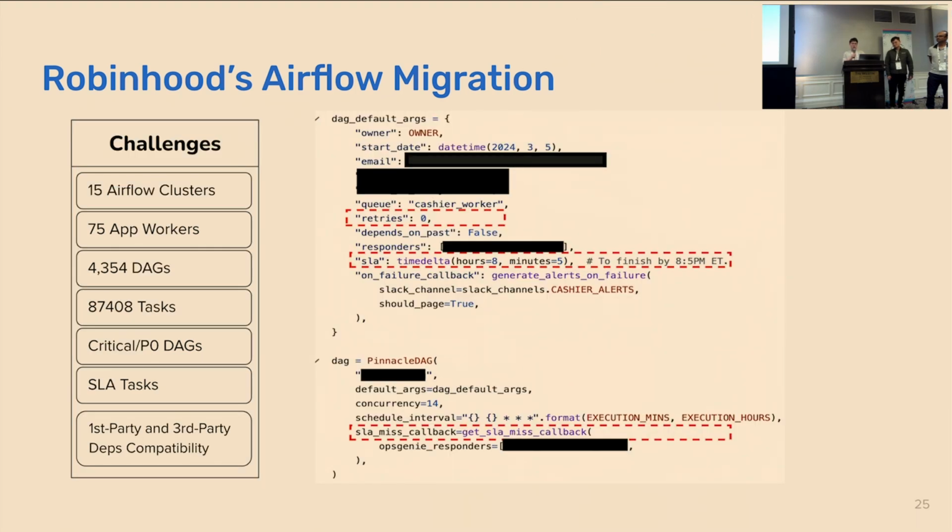Additionally, each cluster contains critical and high-impact tags that require careful handling. These tags cannot tolerate duplicate runs and also have a strict SLA to meet. So it's important for us to guarantee these tags run consistently and reliably during migration. Moreover, we need to solve potential compatibility issues within first-party or third-party dependencies.